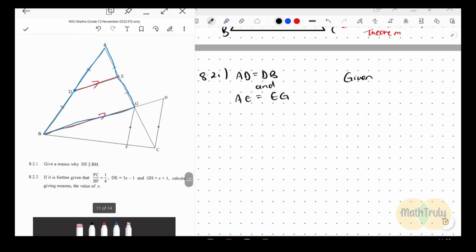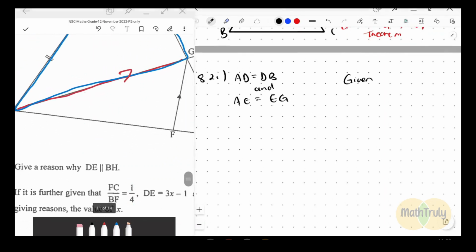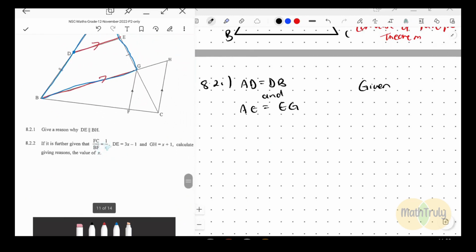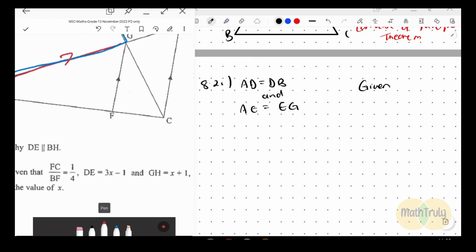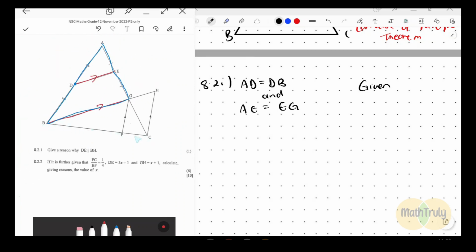Okay, next question. We have that 8.2. If it is further given that FC over BF is equal to 1 over 4. So immediately they start giving you ratios. It is better to put it on the diagram since they said FC over BF. So we're looking at FC, and that is 1. It's not the length of FC. It's just the ratio. When you take FC and you put it over BF, it simplifies to 1 over 4. So it's just really speaking about how these lengths are being shared in this line of BC. Whatever the length of the line is, FC is taking 1 part and BF is taking 4 parts.